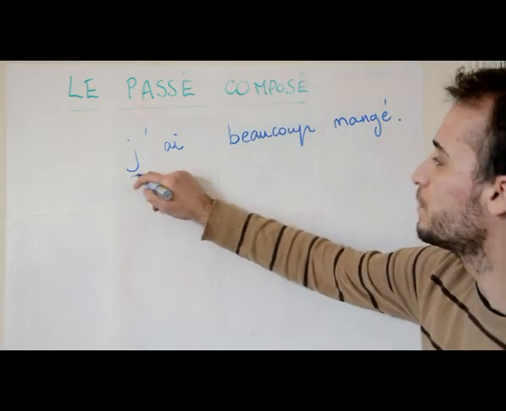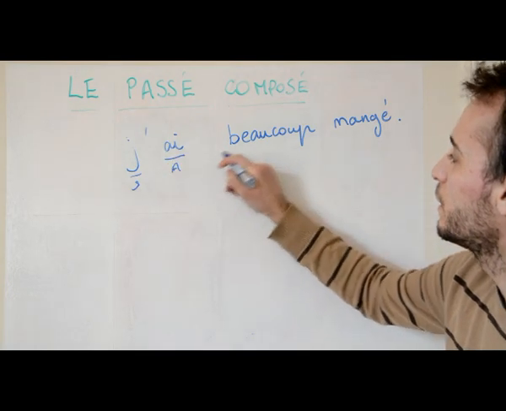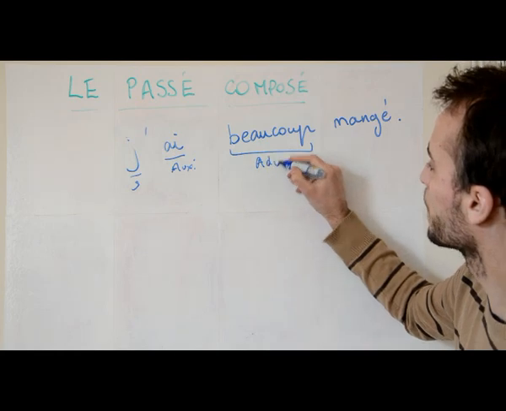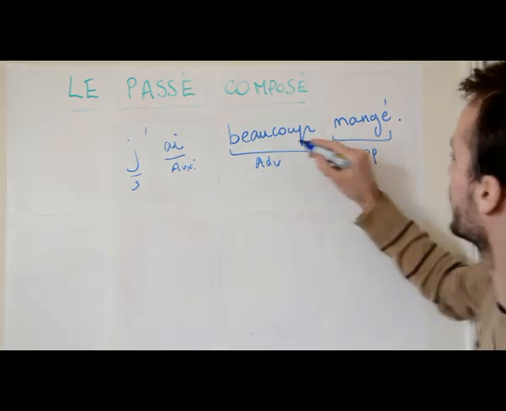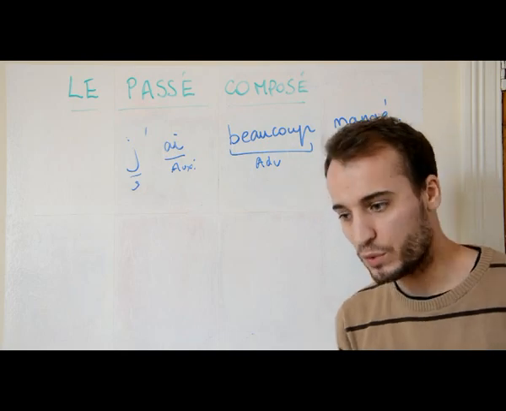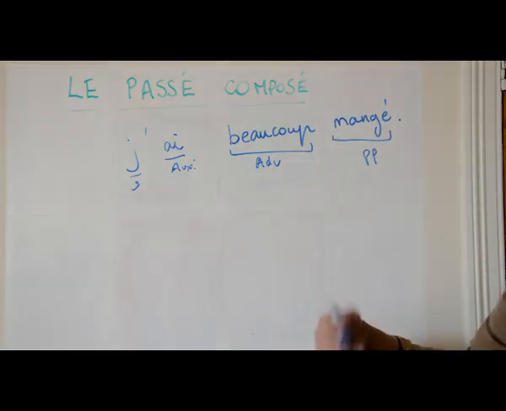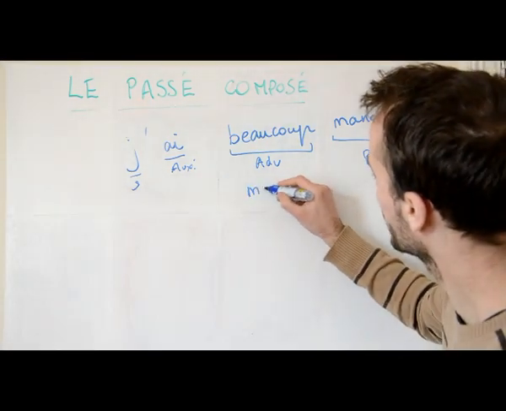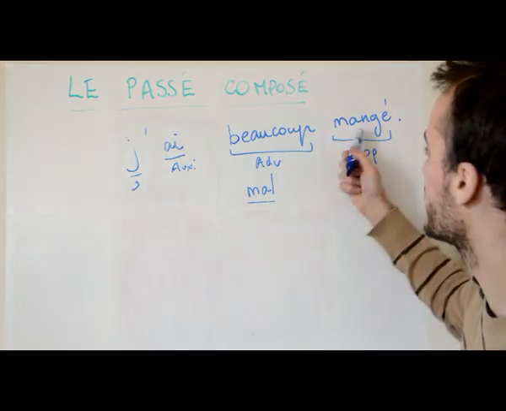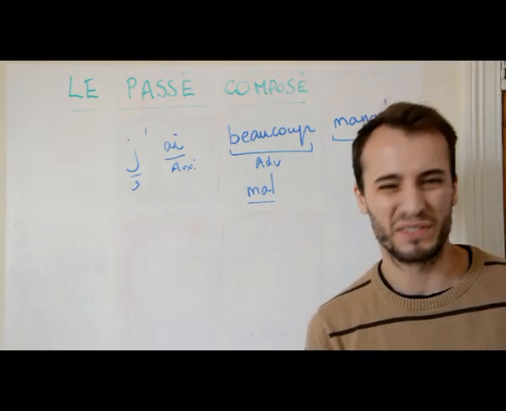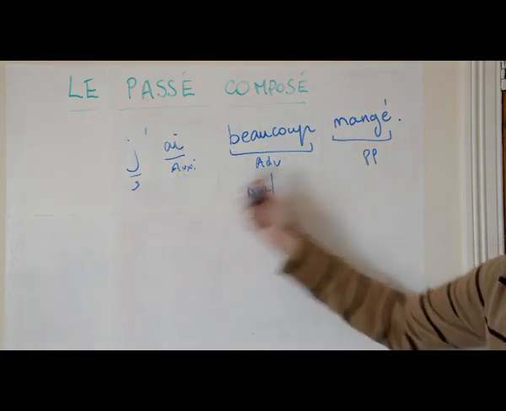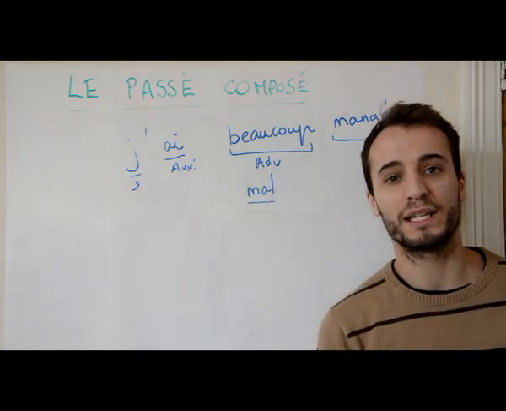So it's subject, auxiliaire, adverb, and past participle, okay? So beaucoup comes before, because it's a quantity adverb. You could say j'ai mal mangé, that's quality, so I ate badly, or bad things. So mal mangé would be just before the past participle. So it's between the auxiliary and the past participle for the quality and quantity adverbs.